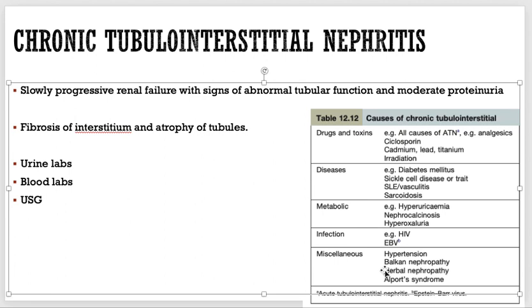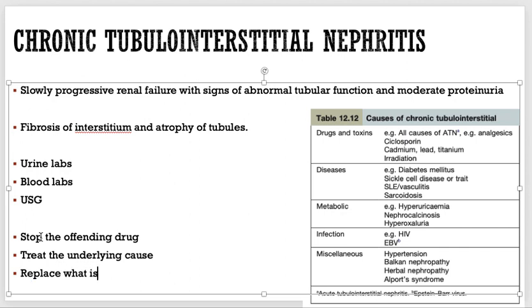And the treatment again remains the same. We have to treat the underlying condition. If there is an offending drug, stop it. If there is any other condition, treat it. Stop the offending drug, treat the underlying cause, and replace what is missing, or correct the electrolytes and metabolic abnormalities.